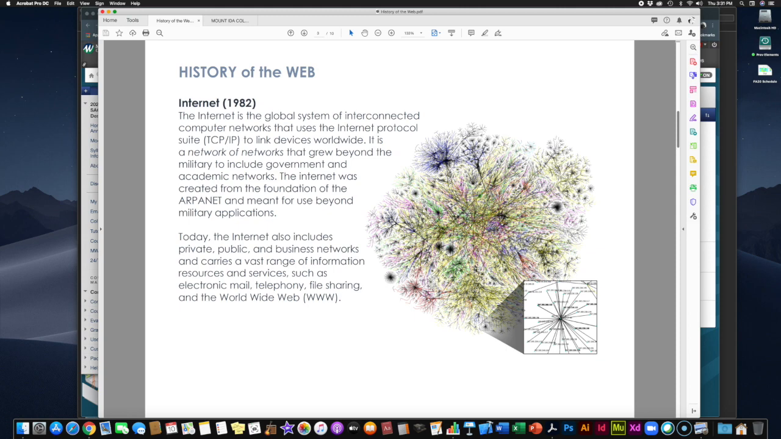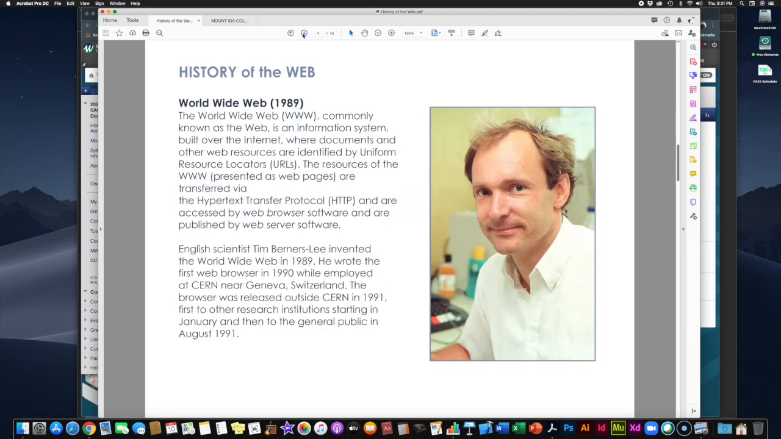And so the internet, at least beginning in 1982, as they started to expand it through the globe, was really like a house full of wires. But there were no switches, no plugs, no lights, nothing really easy to use it with. Then in 1989, a short time later, this guy comes along, Tim Berners-Lee. So the World Wide Web, commonly known as the web, is an information system that is built on top of the internet. It's built over the internet, where documents and other web resources are identified using a new protocol called the Uniform Resource Locator, or URLs, more commonly referred to as domains.